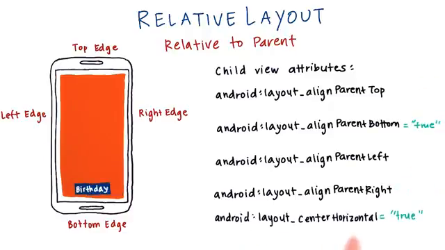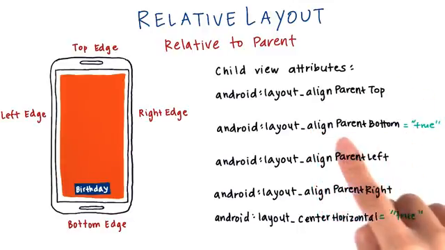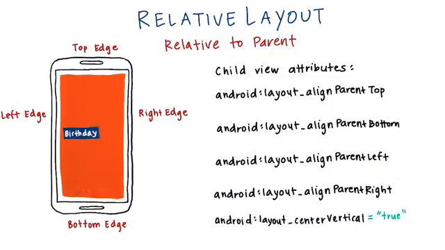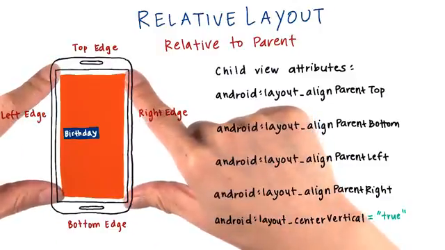Believe it or not, there's even more attributes that you could set. You can also center the view horizontally. So you set android:layout_centerHorizontal to be true. And you can also add it to the existing attributes we learned before. So if this is aligned to the bottom and it's centered horizontally, it would look like this. The last one I'm going to show you is layout_centerVertical. If this is set to true, then it centers the view vertically within the parent.